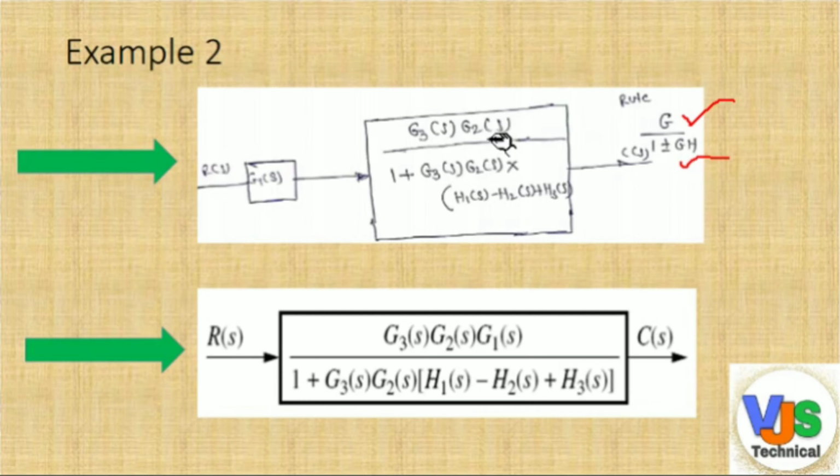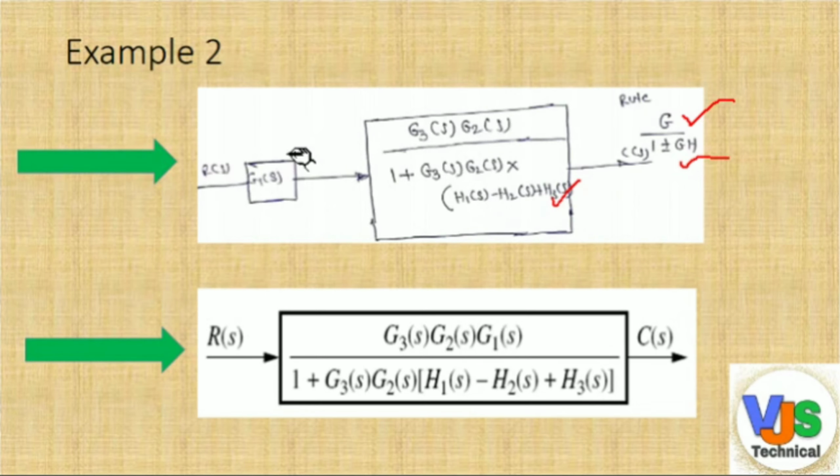So here G3(s) into G2(s) plus 1 upon G3(s) into G2(s) into H1(s) minus H2(s) plus H3(s). So this is the rule applied over here, and we can reduce it to a single block, which is the simple form of the gain value.